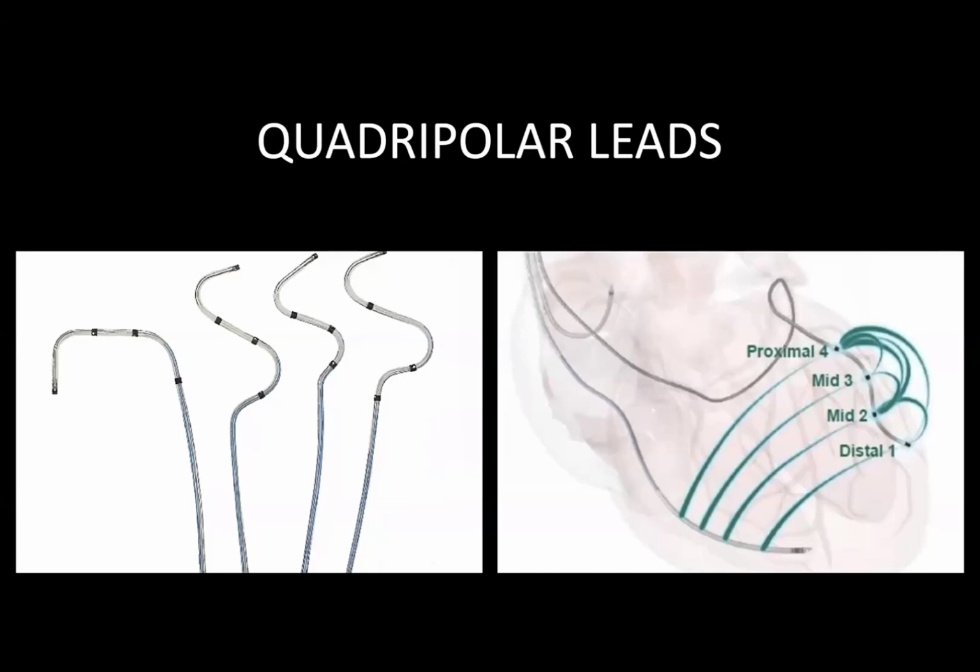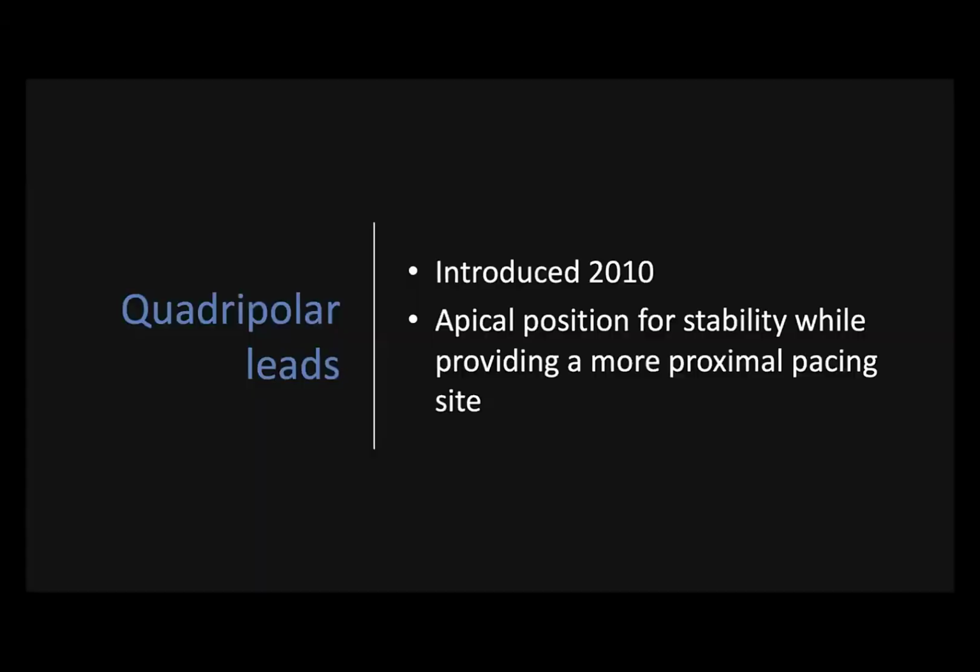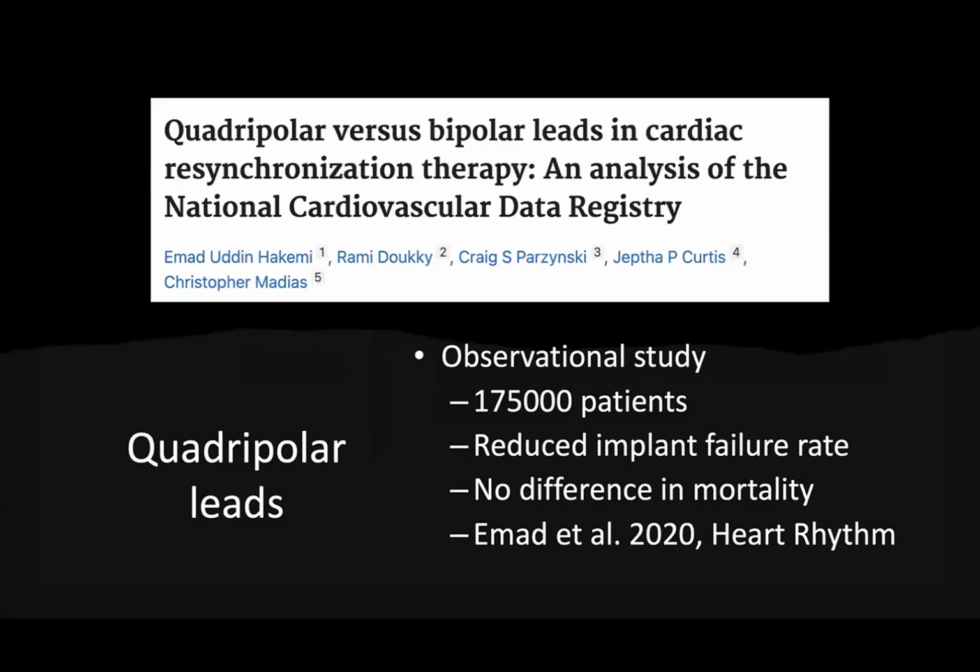And the leads allow us to now get our lead into a very stable distal apical position and consider different pacing vectors. You can actually find up to 10 different pacemaker vectors to capture and effectively resynchronize from multiple different spots. The apical position, as I've mentioned, is good for stability while providing a more proximal pacing site. And the largest series of patients previously studied, 175,000, mainly elderly patients under Medicare in the US, demonstrated that these quadrupolar leads are effective at reducing the implant failure rate.